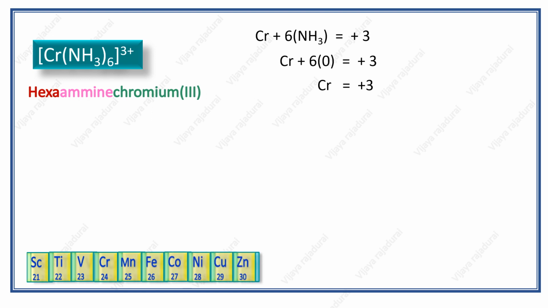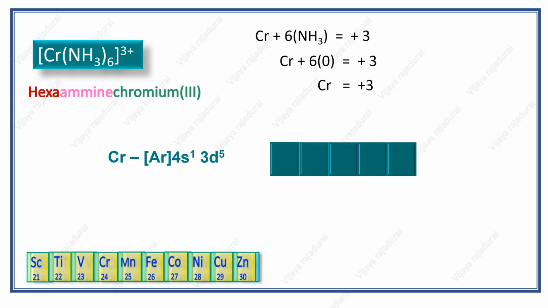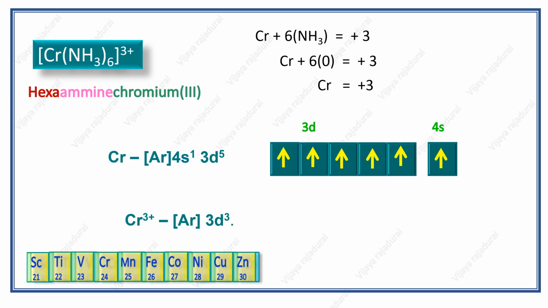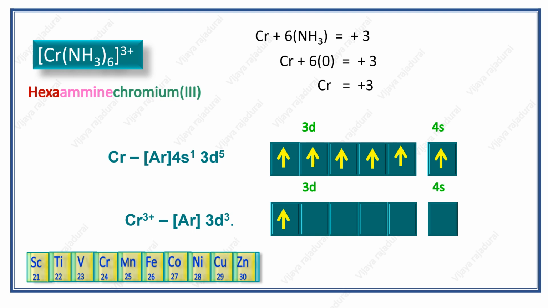In the periodic table, the atomic number of chromium is 24. So its valence electronic configuration is [Ar] 4s1 3d5. The valence electrons are filled in these orbitals according to Pauli's exclusion principle and Hund's rule of maximum multiplicity. But in this complex, chromium exists in the +3 oxidation state, so we have to remove 3 valence electrons from these orbitals. So in the +3 state, the electronic configuration of chromium is [Ar] 3d3.